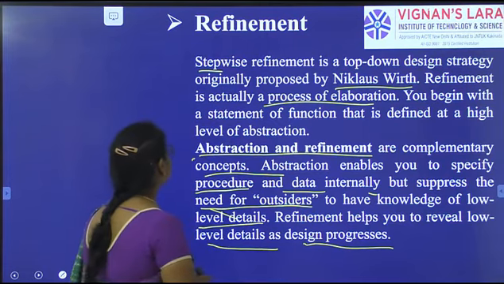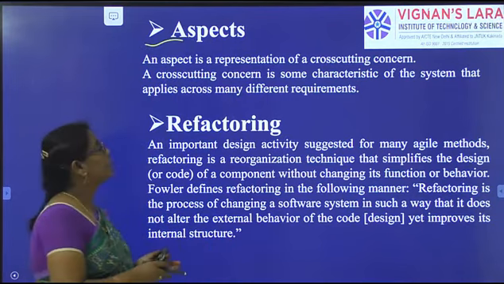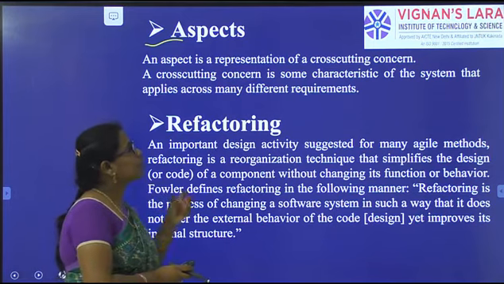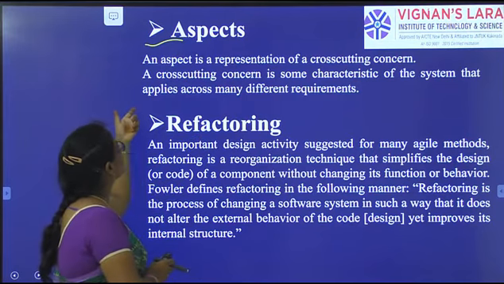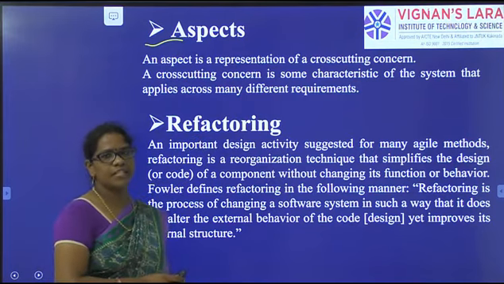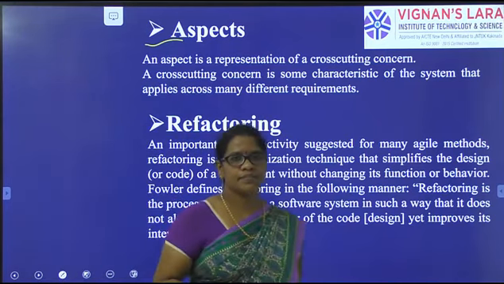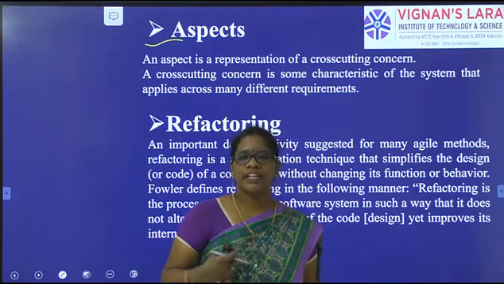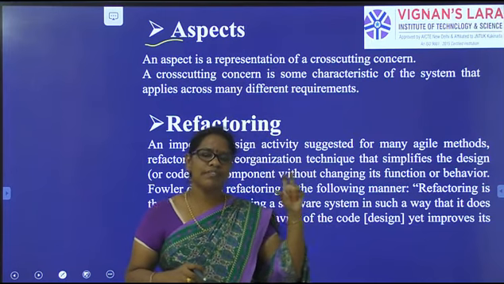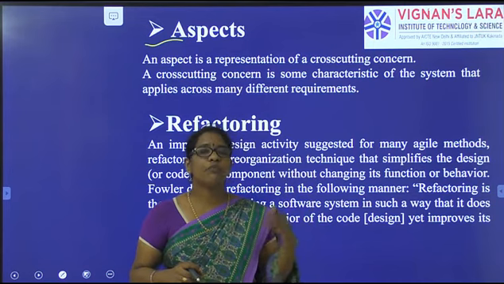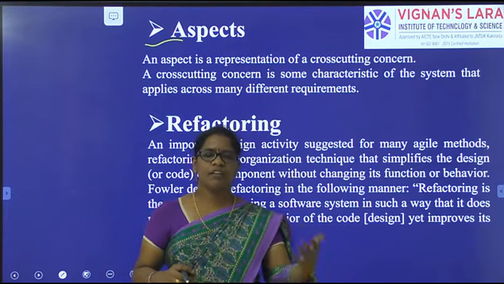Okay, and next one is aspects. So what is an aspect? An aspect is a representation of a cross-cutting concern. A cross-cutting concern is some characteristic of the system that applies across many different requirements. Aspects are nothing but this: the stakeholder will give us different requirements, and in what way will each requirement be used? For the first requirement the stakeholder gives, in what aspect, that means in what way, will this requirement help the software develop in product development?